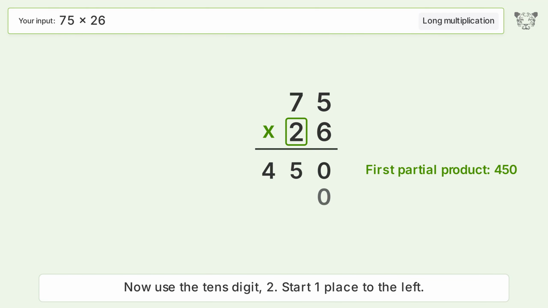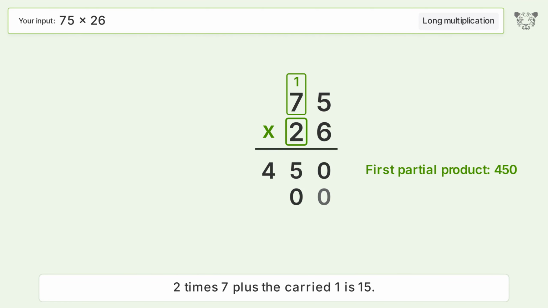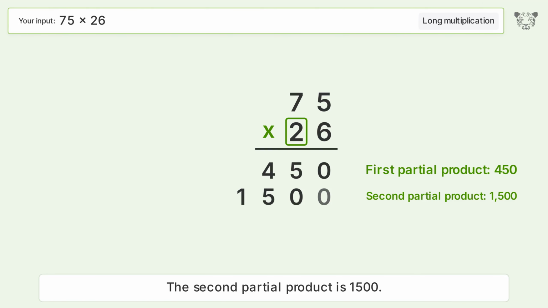Now use the tens digit, 2. Start one place to the left. 2 times 5 is 10. Put 0 in this column and carry 1. 2 times 7 plus the carried 1 is 15. The second partial product is 1,500.